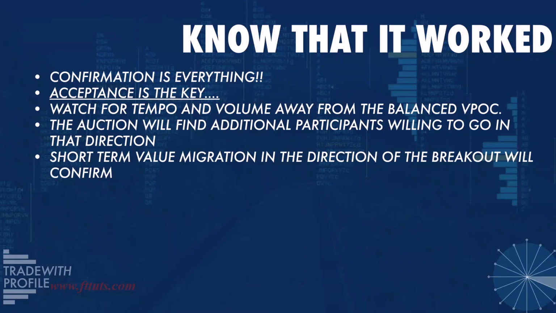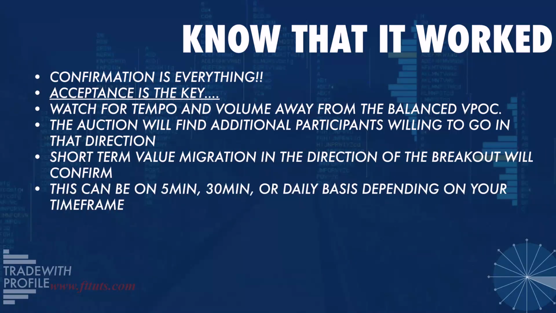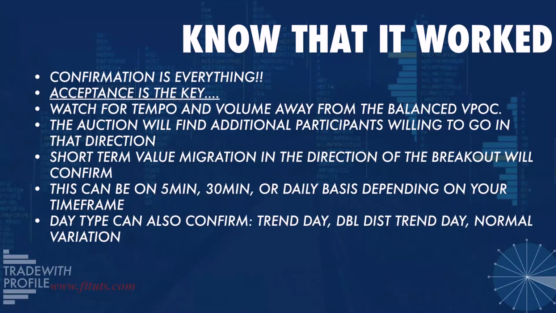So just like that example, we looked intraday and we saw the volume point of control migrating throughout the session. That's a confirmation of that break from balance that started from that bracket high. And this can be on a 5-minute, 30-minute, or daily basis, depending on your time frame. And day type can also confirm. So if it's a trend day, that's certainly going to help. If it's a double distribution trend day, that helps. If it's a normal variation, we're getting significant extension outside the IB, that helps.